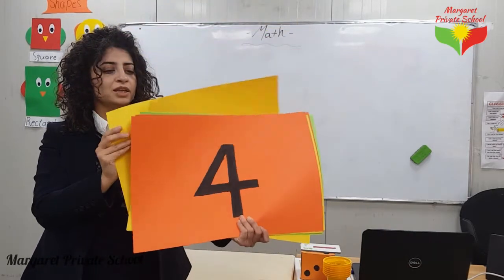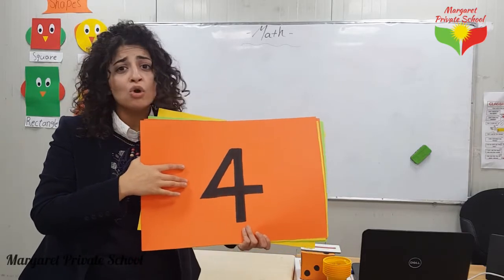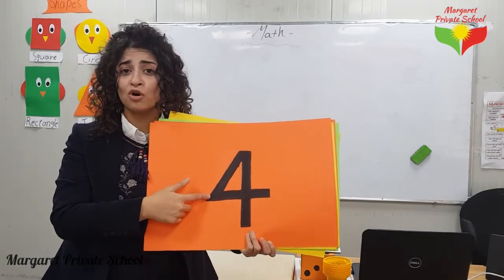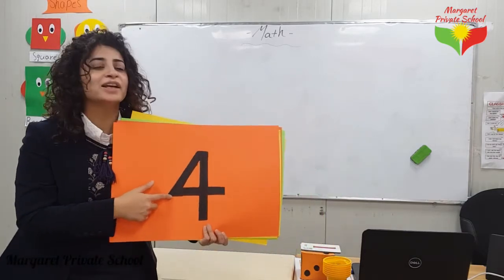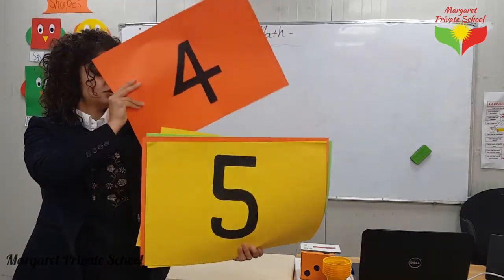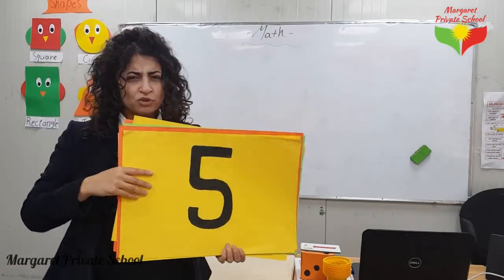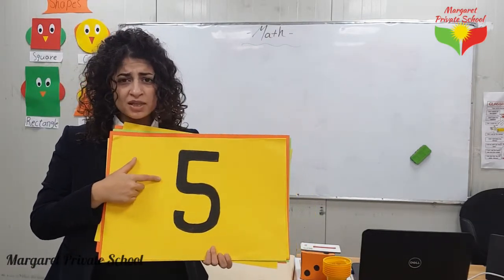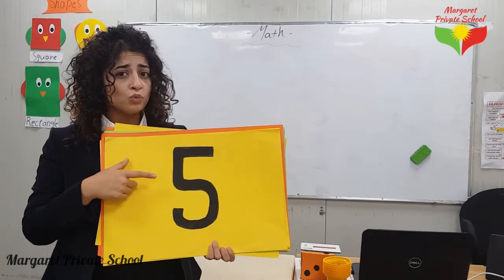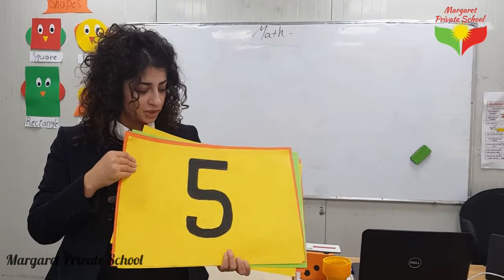After number 3, we have number 5? No, we have number 4. So what's this number? This is number 4. Well done. And after number 4, we have which number? Is this number 6? No. What's this number? This is number 5. Very good.